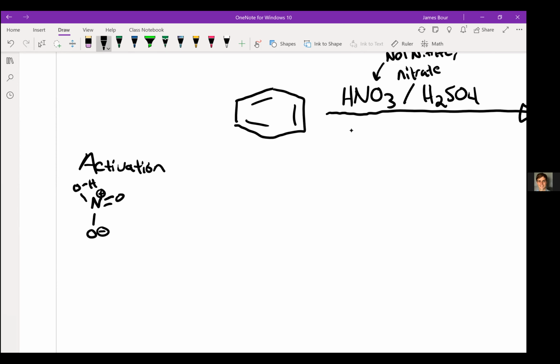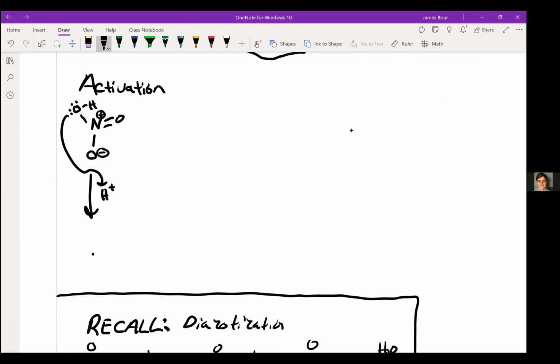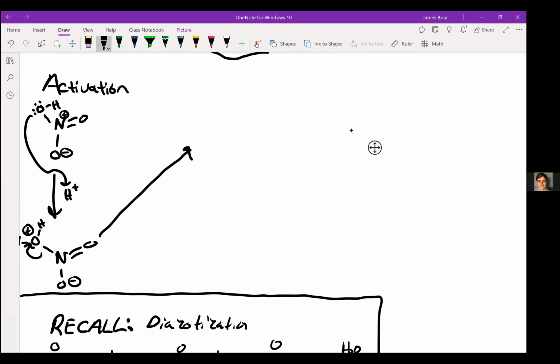This is our Lewis structure. We activate it with a proton, and we protonate the OH group to generate the key electrophile. Draw going up like this. And that key electrophile, after loss of water, is called the nitronium ion.